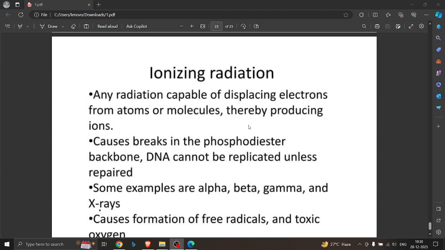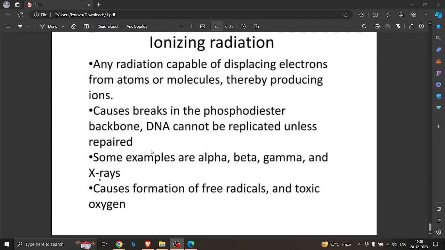Now, ionizing radiation: any radiation capable of displacing electrons from atoms or molecules, thereby producing ions, is called ionizing radiation. It can cause breaks in the phosphodiester backbone. DNA cannot be replicated unless repaired. Some examples are alpha, beta, gamma, and X-rays. It causes formation of free radicals and toxic oxygen.